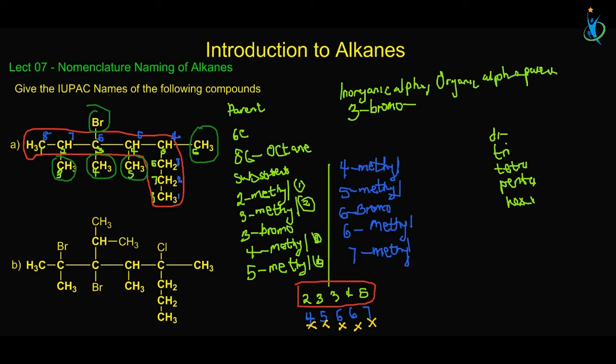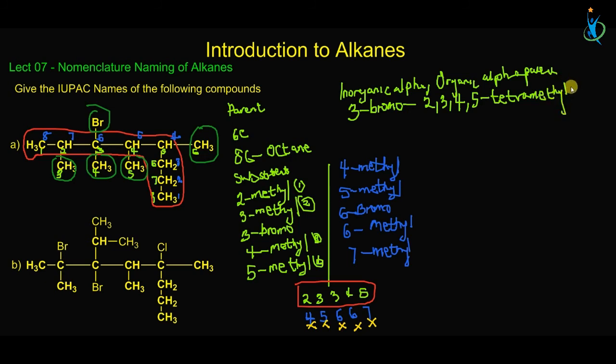But here I have 4 substituents, so I'll name it as tetra. But first I have to write the numbers there. The first one, I have my 2 methyl. The second one, I have my 3 methyl. So 2, 3, 4, and then what? 5. And I have tetra, that is all the methyls are 4. So tetramethyl.